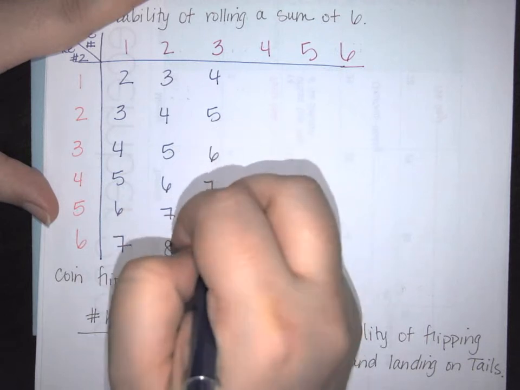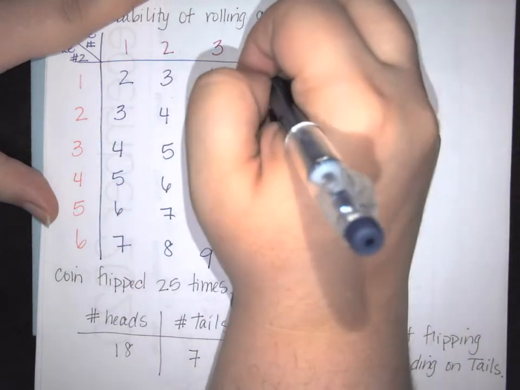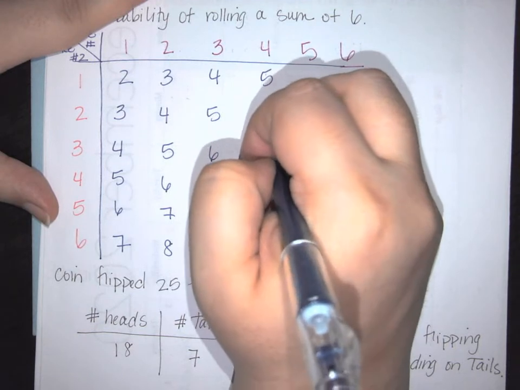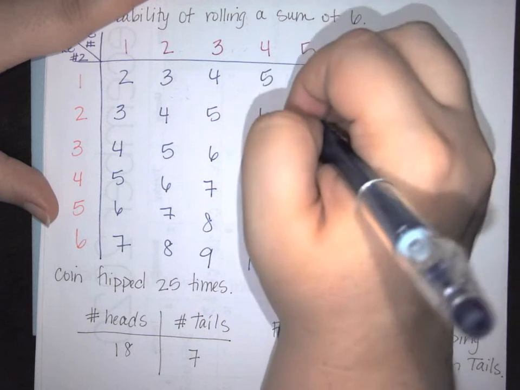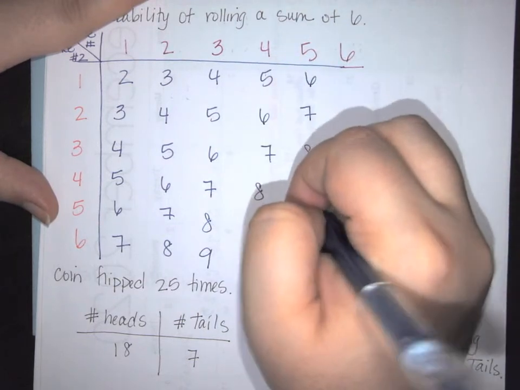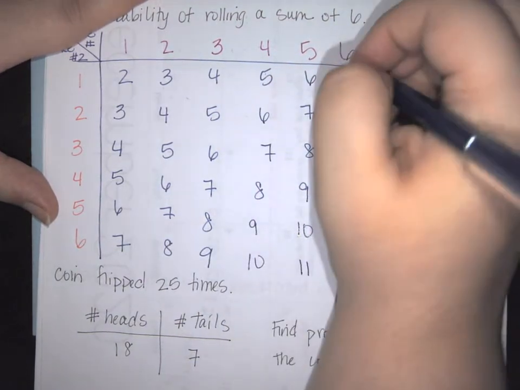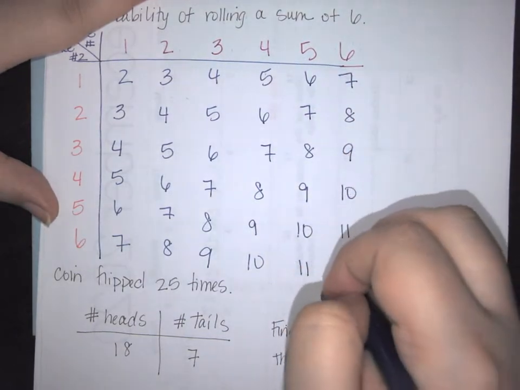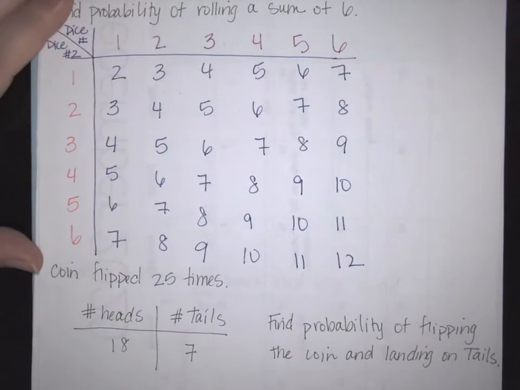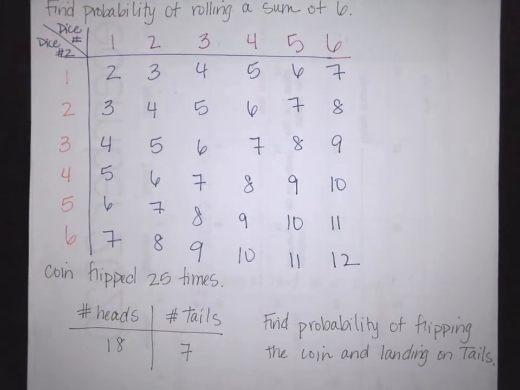6, 7, 8, 9, 5, 6, 7, 8, 9, 10, 6, 7, 8, 9, 10, 11, 7, 8, 9, 10, 11, and 12. So I have filled in my whole table. Now the reason why I like to do this is because it's very simple here to pick out exactly what I wanted. And here I want to have the sum being 6.